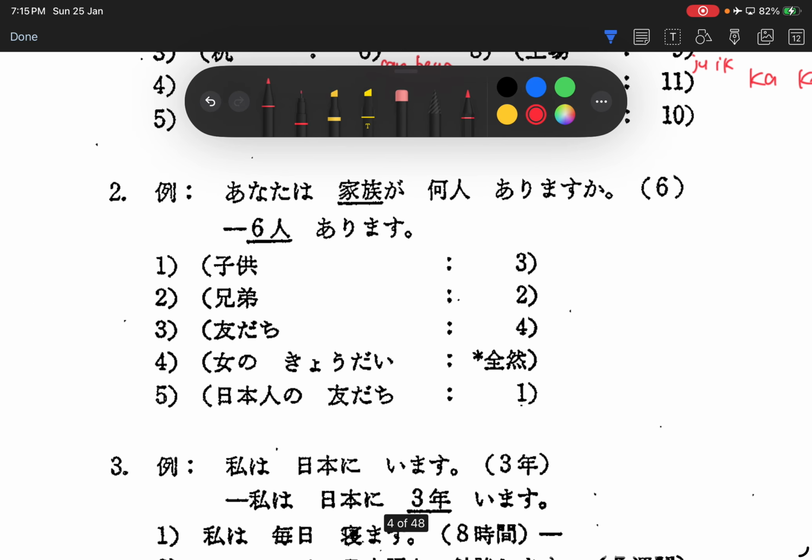Number 2. あなたは家族が何人ありますか? 6人です。6人あります。Right, so number 1. I ask you a question, you answer for me. 子供は何人いますか? 3人あります。Okay, thank you. Number 2. 兄弟が何人ありますか? Yes, Rachel.